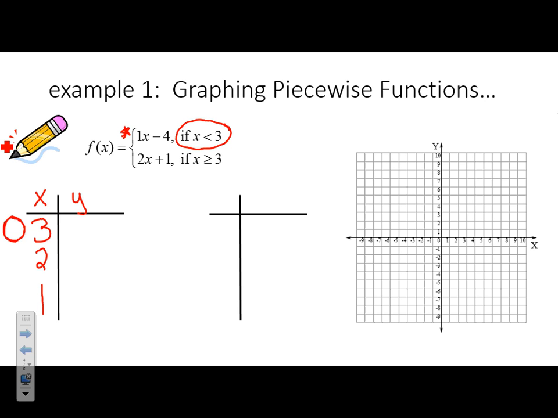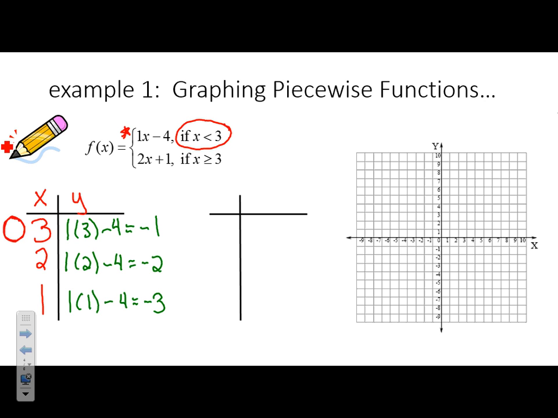All right? Once we figure out our x values, we're going to plug those in to find our y. So I'm going to take 1 times 3 minus 4, which is going to give me a negative 1. And then I'll take 1 times 2 minus 4, which gives me a negative 2. And then 1 times 1 minus 4, which will give me a negative 3. Once I have this all together, now I can graph.